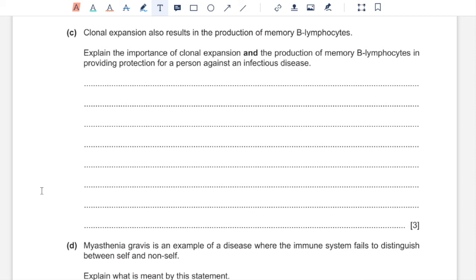antibodies in a large quantity to overcome infection. And if memory cells are produced, that would mean during any secondary infection, a greater number of antibodies would be produced. That would mean before the pathogen causes infection, they would be killed, and as a result of that, the person would not face any symptoms.